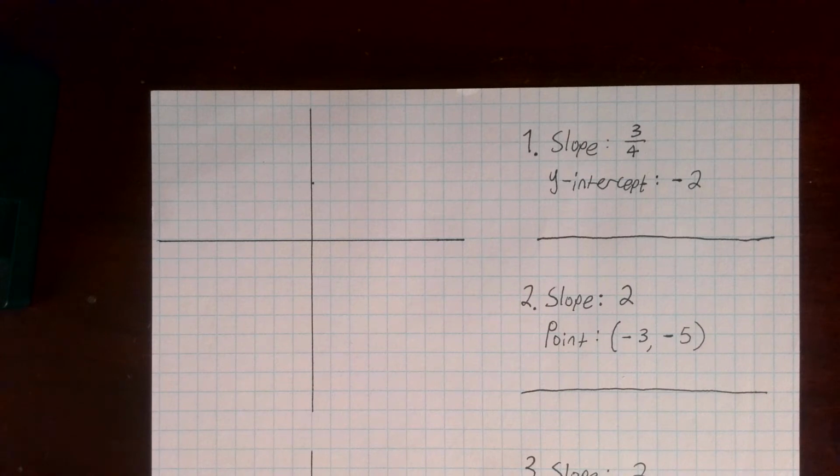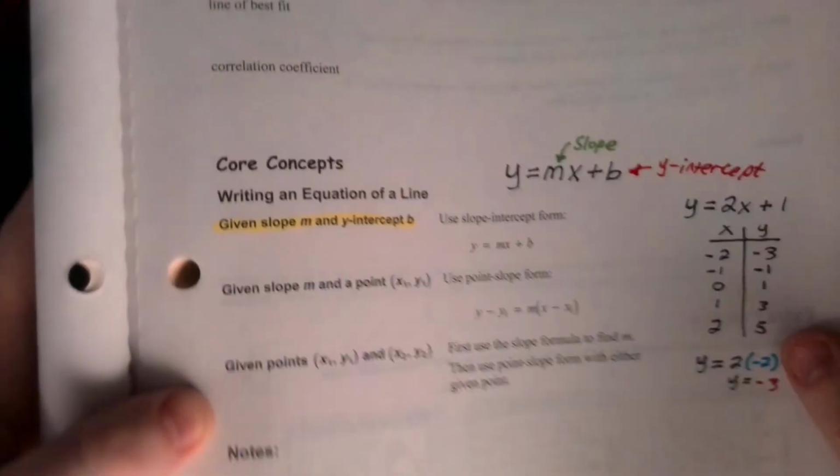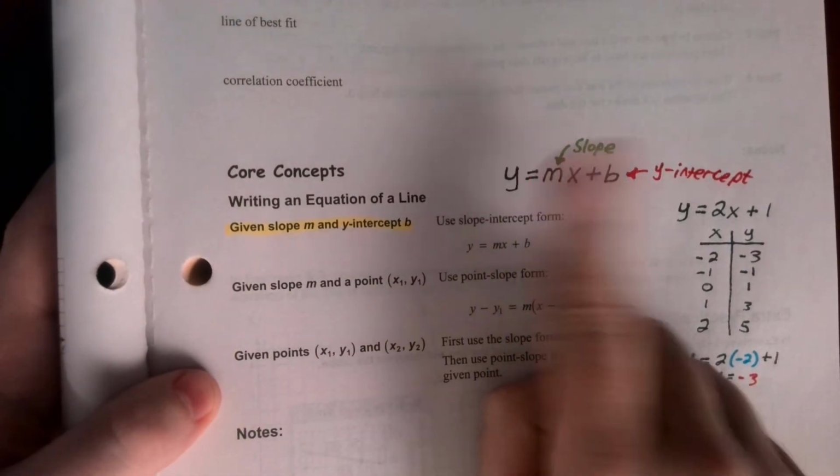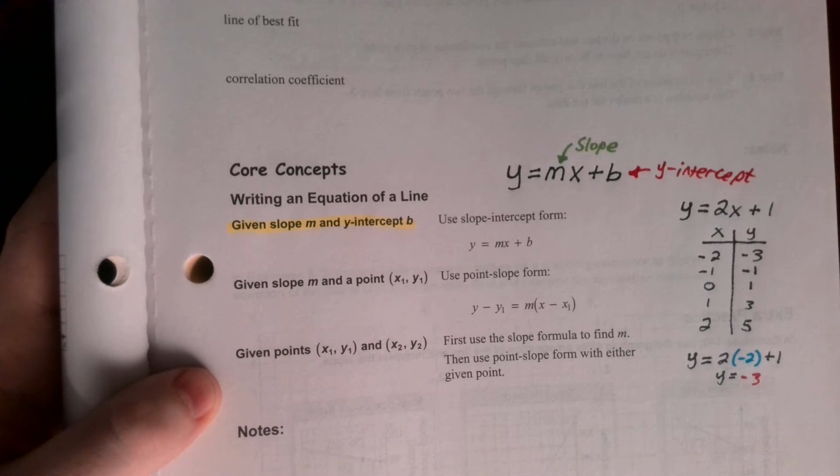Hopefully you had a second to do it. Let's take a look. So, we're given a slope and a y-intercept. We want to write an equation for this. The good news is, we already know what the form of the equation takes. It's going to be y equals mx plus b, where m is the slope and b is the y-intercept.